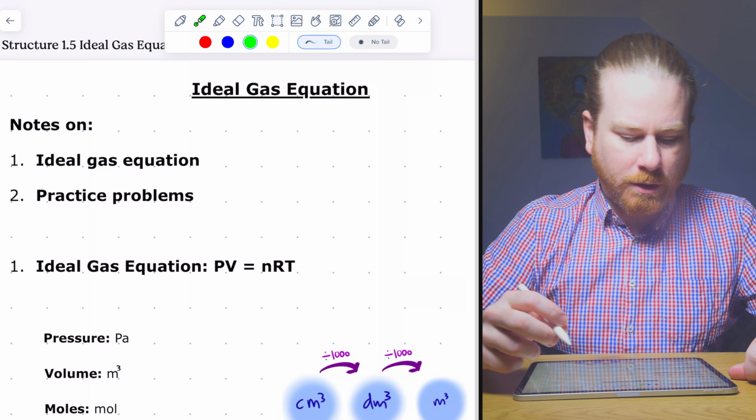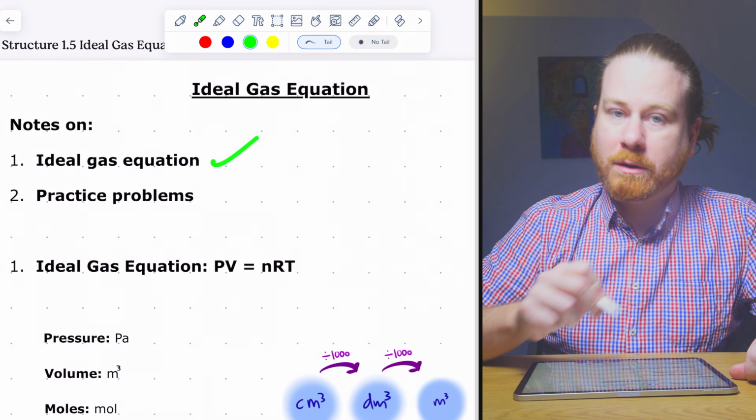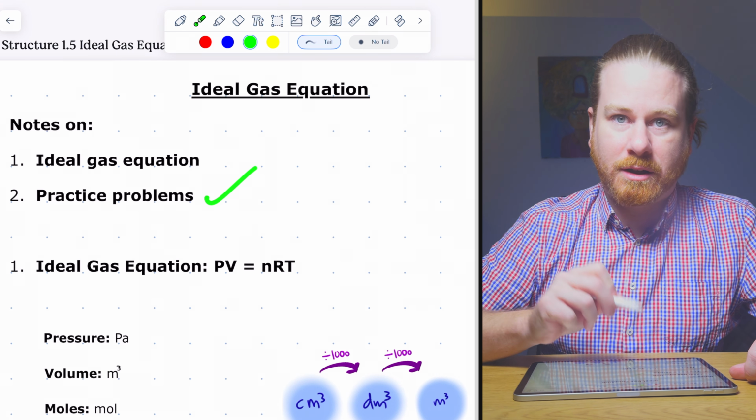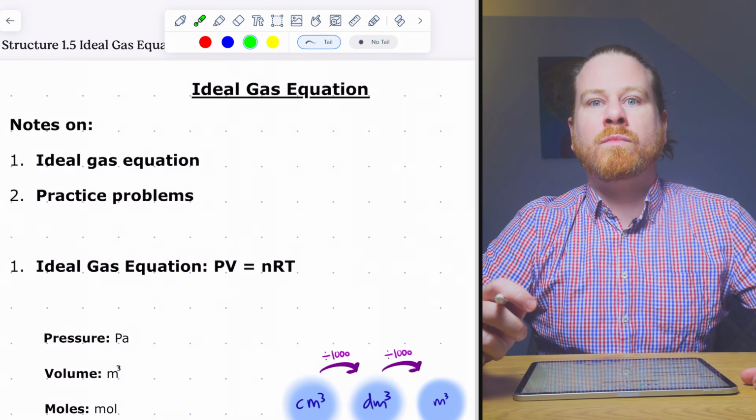In the final video in structure 1, the ideal gas equation is what we're going to be looking at, followed by some practice problems.